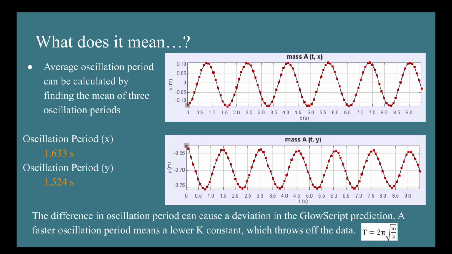As mentioned earlier, we found the average oscillation period T to be 1.524 seconds, but this is because we used the y direction as our estimate. If we use the x direction instead, we can see that the average oscillation period is now 1.633 seconds. The difference between these two times is merely a tenth of a second, but depending on the value you choose to use, the difference in oscillation periods can cause a large deviation in the GlowScript prediction. A faster oscillation period, like the one in the y direction we used, means there will be a lower k constant, which throws off the rest of the data.